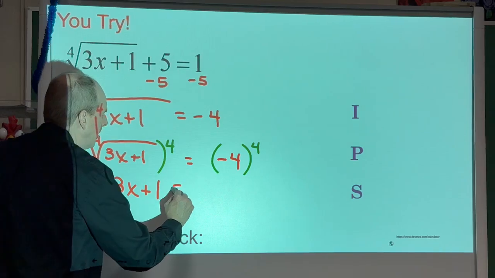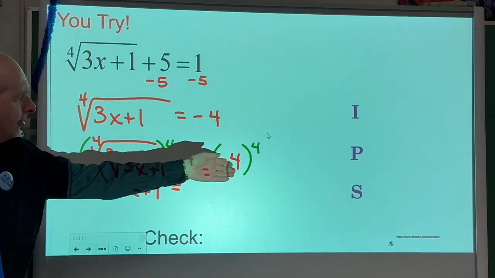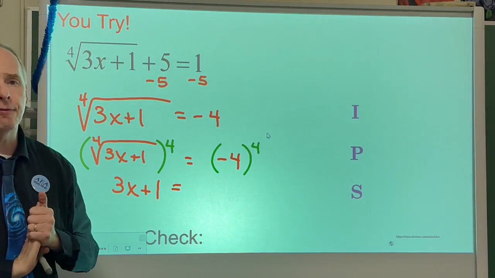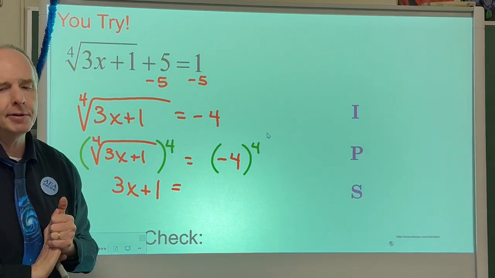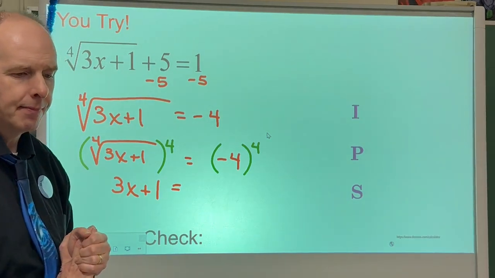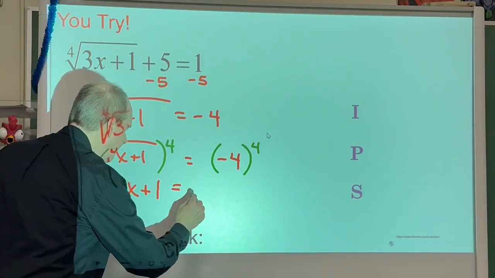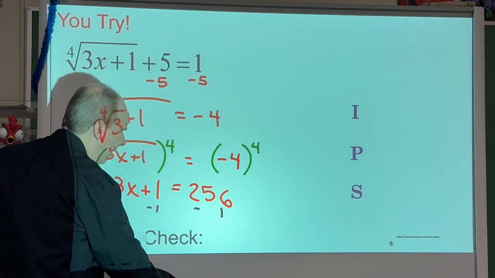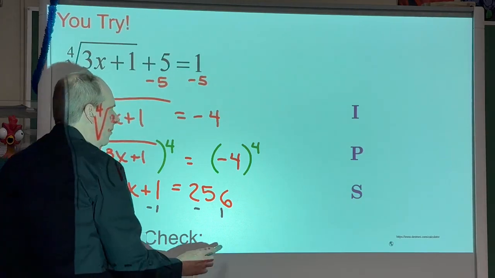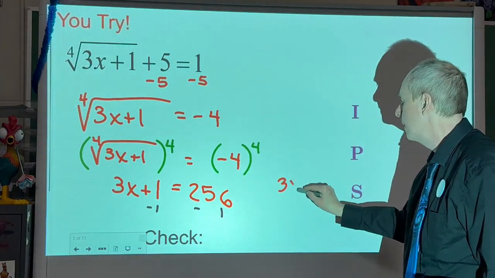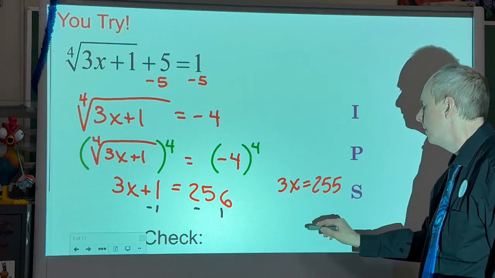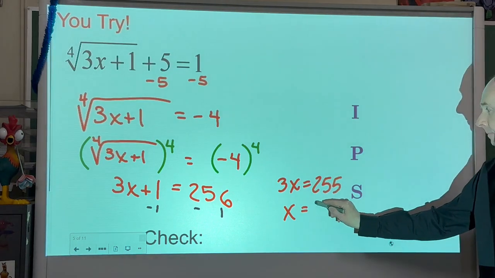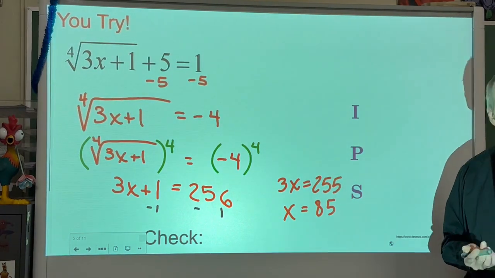That's the easy side. You can do it without a calculator all day long. Here you might want a calculator. Parentheses, negative 4, close your parentheses, to the 4th power. 4 times 4 times 4 times 4. I got 256. You get 256? Lastly would be to solve. Minus 1, minus 1. So 3x would equal 255. Divide by 3. See what you get. 85 sound about right?